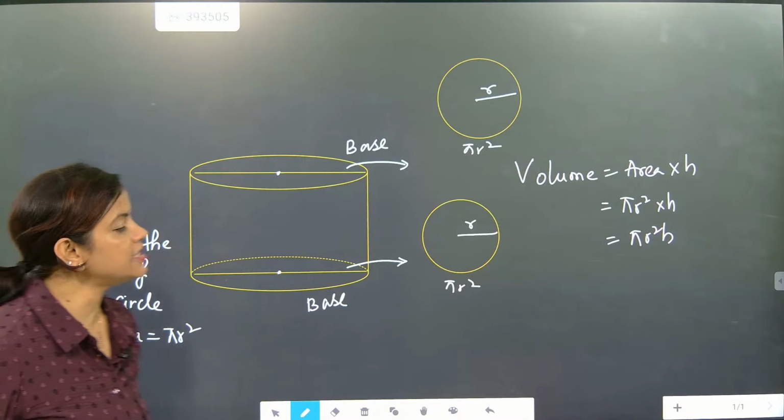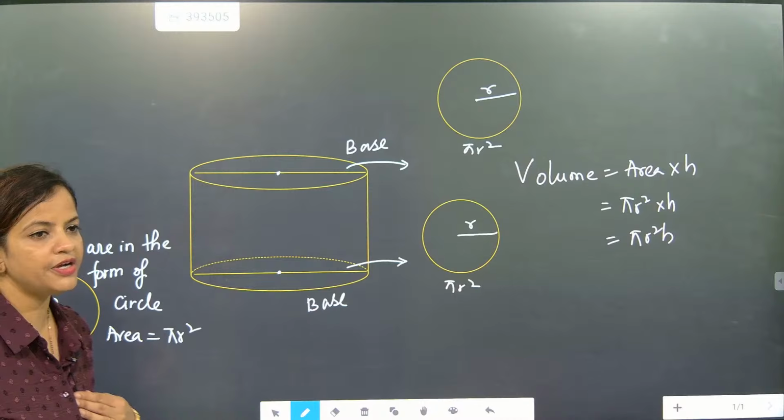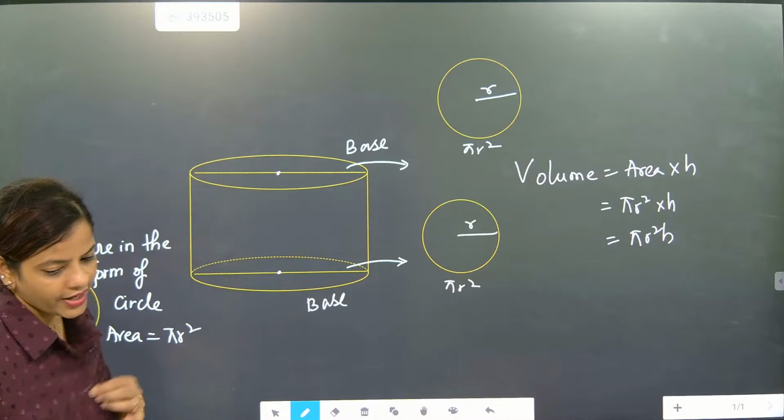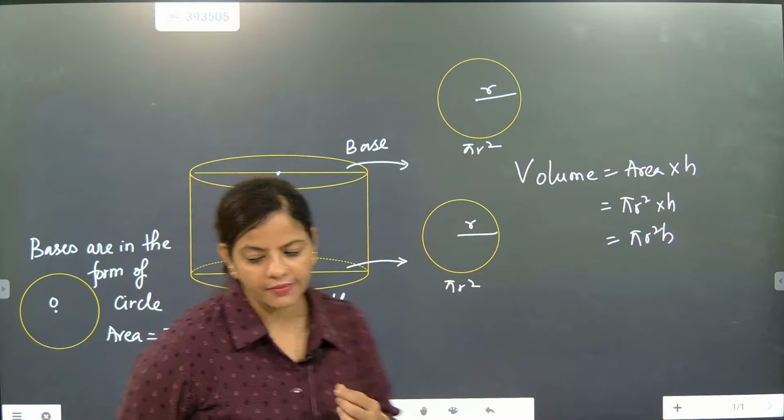So what is it coming as? Pi r square h. What is it coming as? Pi r square h. And that part it is exactly coming as pi r square h.